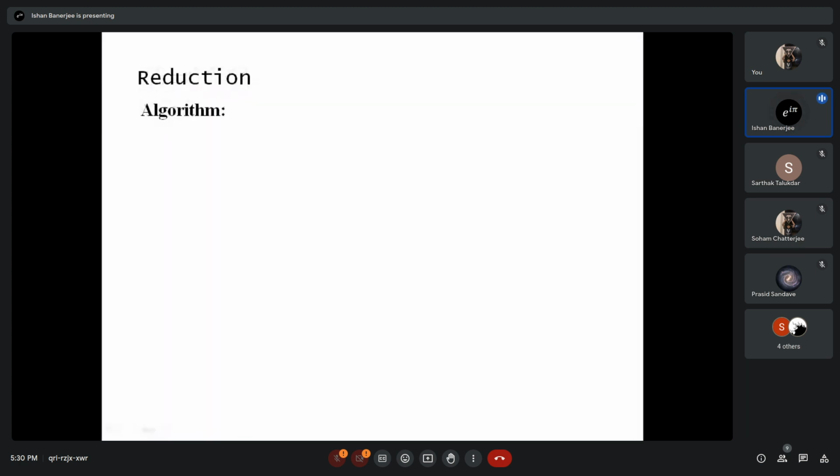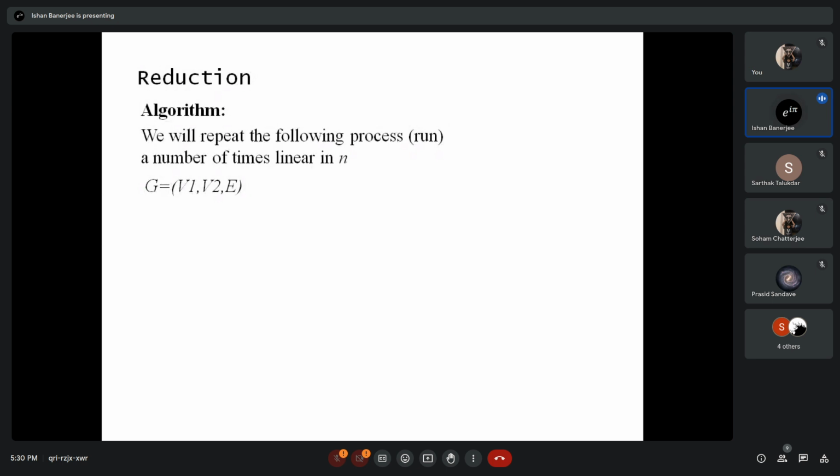So what is the algorithm for reducing the idea of Hamiltonicity in bipartite graphs to this sum? We will repeat a certain process a linear number of times, linear in n. The idea is to reduce the error we get. Again we consider G to be a bipartite graph with the bipartition V1, V2. Of course, the cardinality of both V1 and V2 is n over 2, where n is the number of vertices.